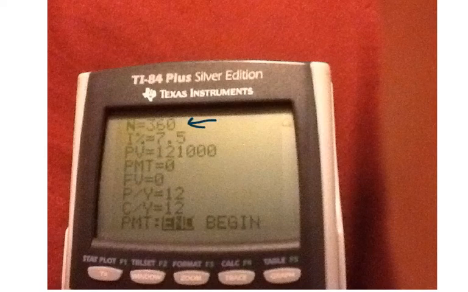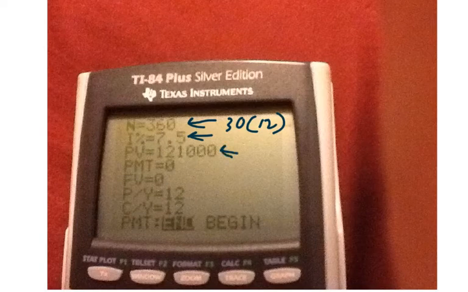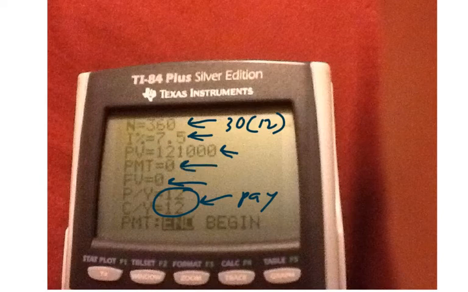We are going to pay 360 payments because we are paying 30 years every month, so that is 360. The 7.5% is the interest. The 121,000 is what we owe. This is what we're trying to find out, so this number doesn't really matter yet. This number is what we are going to owe at the end of the term, and these last two numbers are how many times we are going to pay, which in this case is 12 times per year because we're paying monthly.